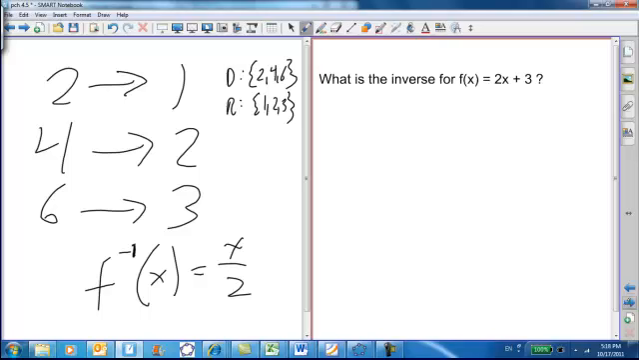Now, what's the inverse of f of x equals 2x plus 3? So by the same thinking, a lot of kids say, well, f inverse of x equals 1/2 x minus 3. So let's check it.